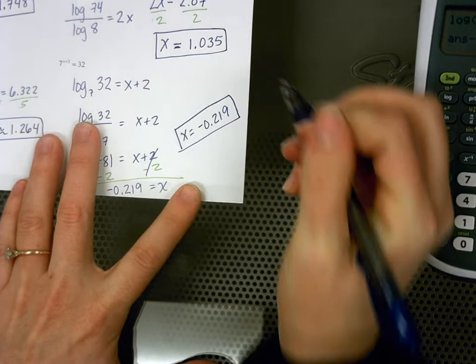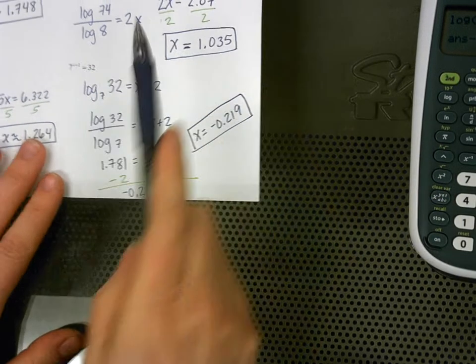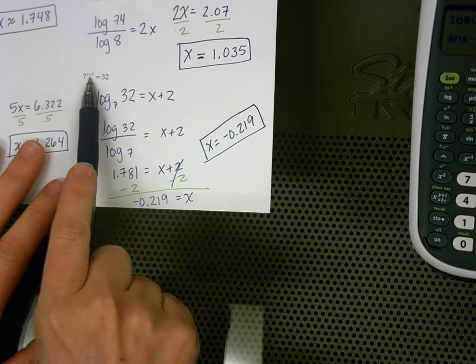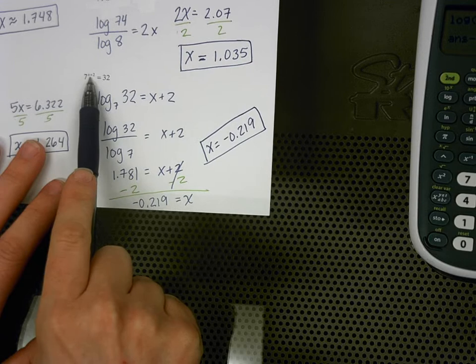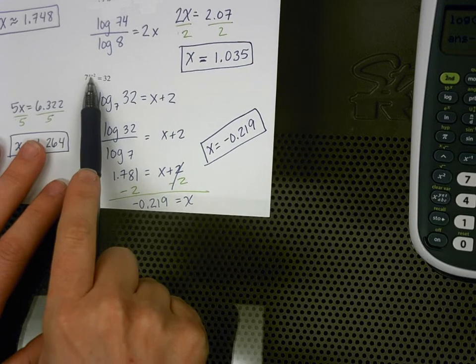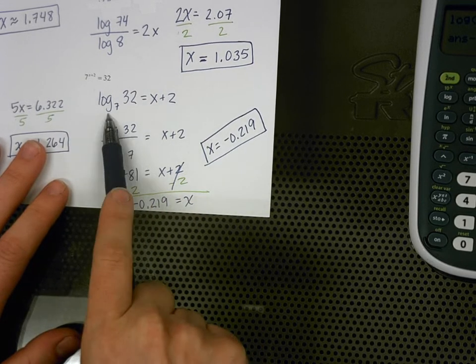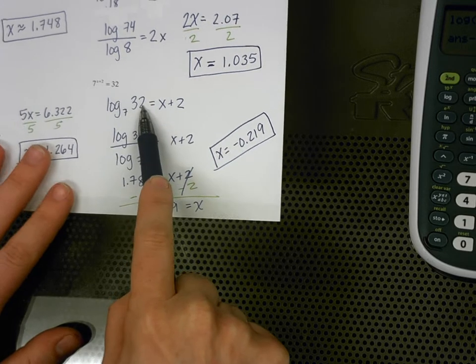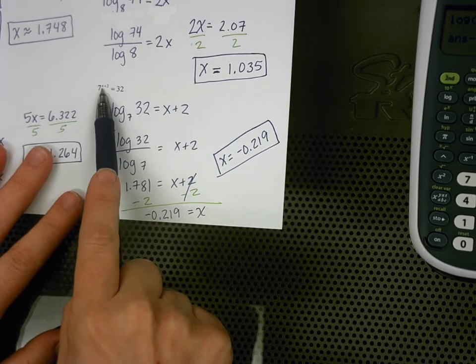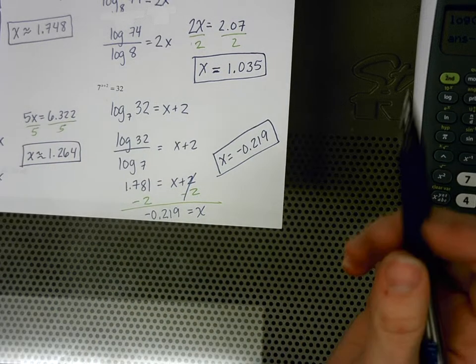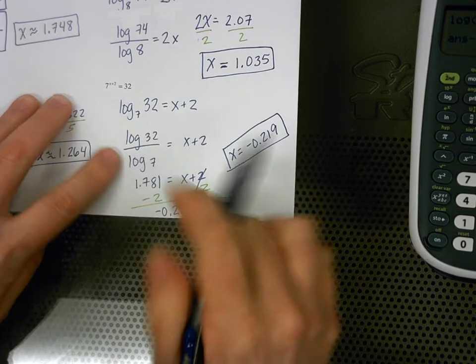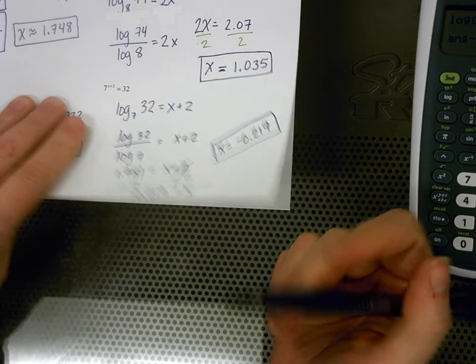Normally we don't like the negative numbers when we're talking about logs, but a couple different things. In a log, x can be a negative exponent. It just can't be a negative value for one of these, the 7 or the 32. Also, if I plug in that negative number, it's going to give me a positive exponent anyway when I add 2 to it. It gives me 1.781. All right. Got 4 more.